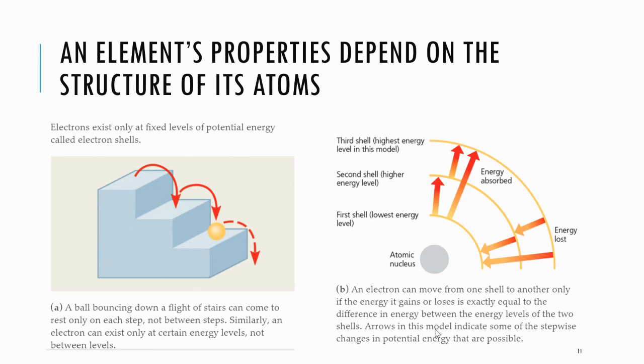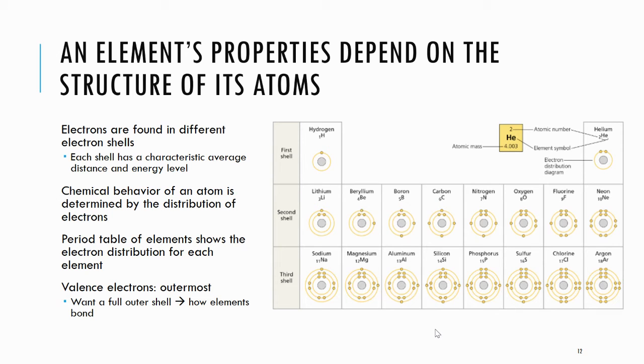So here we can see electrons, if you remember, are found in different shells, and they can only come to rest when they are in a level, but they very quickly will move between levels because it is unstable for them to be between. So as I said, electrons are found in different shells, and each shell has a characteristic average distance from the nucleus and energy level. There are also only a set number of electrons that each shell can hold.